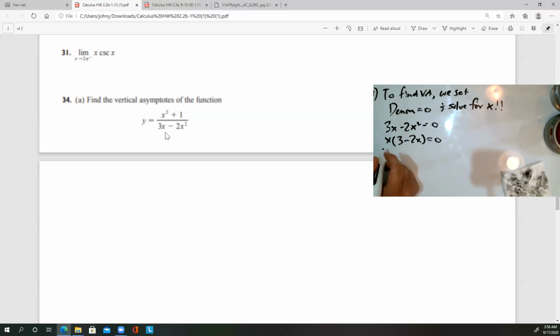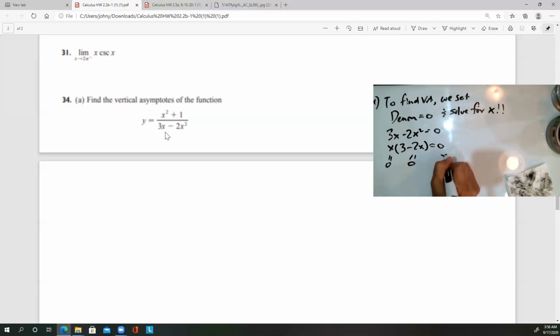Well, we set each factor equal to 0, remember? So to find VA, x equals 0, that's one of them. 3 minus 2x equals 0, moving the 2x to the right side, 3 equals 2x, and so x equals 3 halves. That's your second VA. It looks something like this. x equals 0 is the y-axis, and x equals 3 halves. Here's 1, here's 2. It will be right here, 1.5. That's another VA.